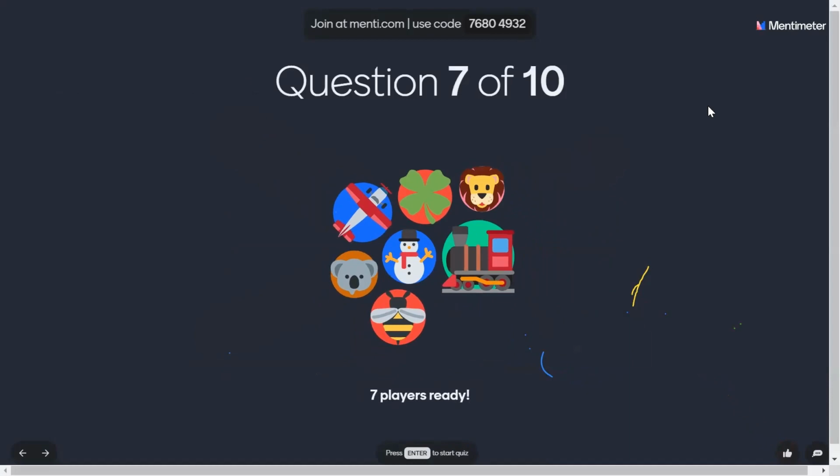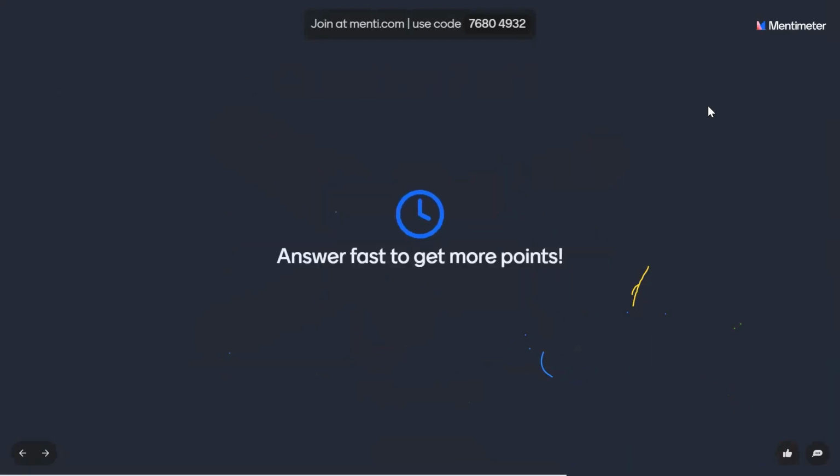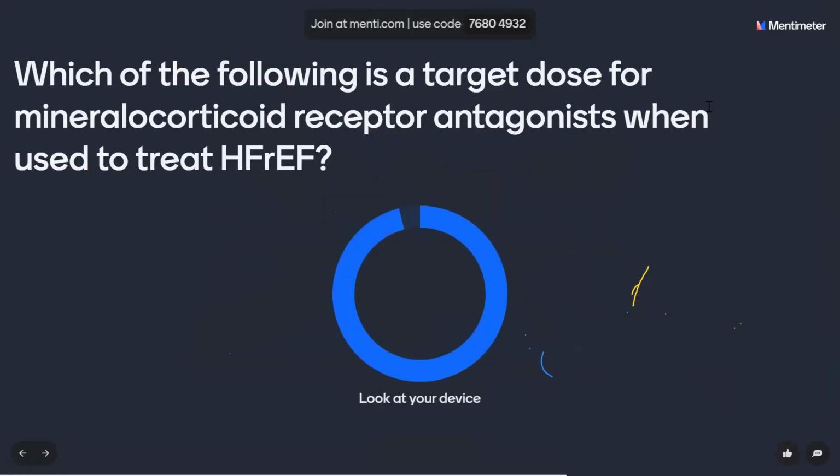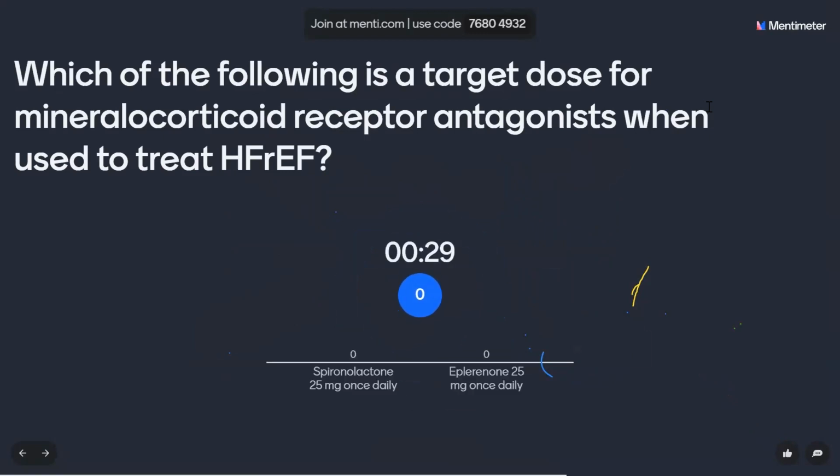All right, question 7. Which of the following is a target dose for MRAs? This is the opposite of what we were doing. Which one of these is correct? Spironolactone 25 once daily or eplerenone 25 once daily?